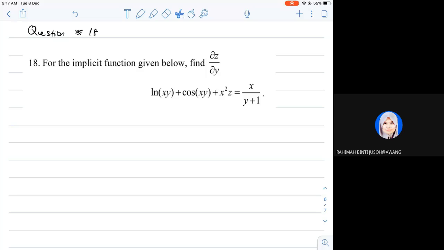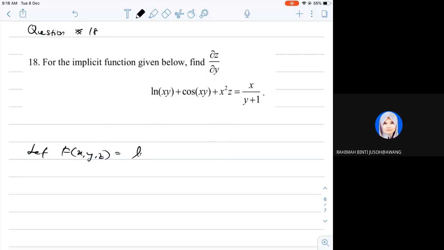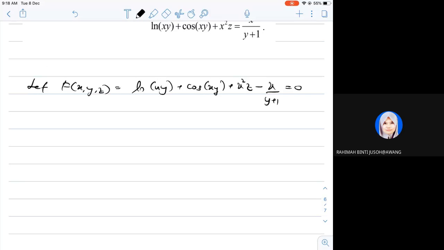Okay. So again, first step, we let f, x, y, and z equals to ln xy plus cos xy plus x squared z minus x over y plus 1 equals to 0. So that's the first step. Okay, so dia nak cari del z, del y, so kena cari fy lah. So differentiate with respect to y.